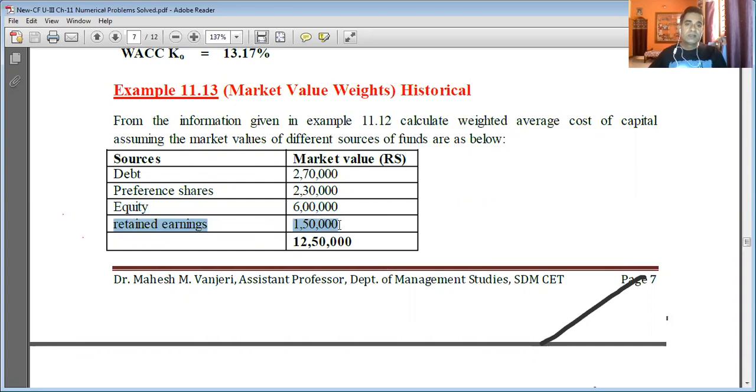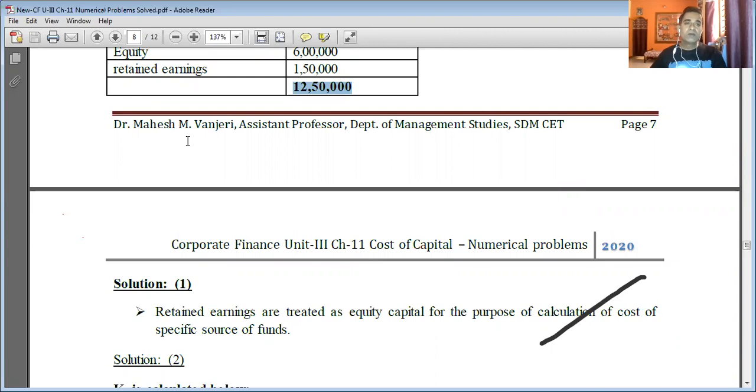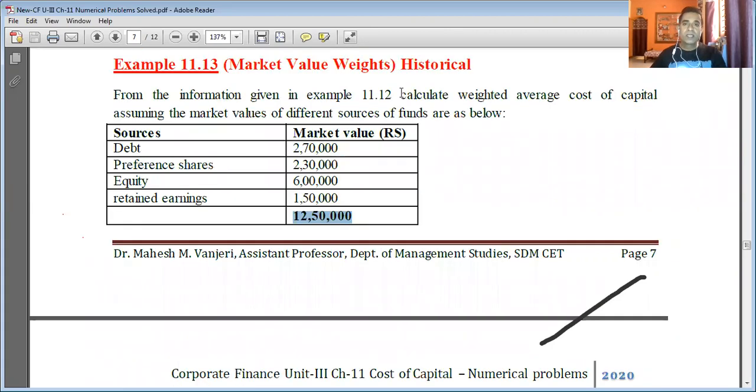Though retained earnings are not traded, in this example the data is provided. So you need not worry about the question that retained earnings are not traded on the stock exchange. Of course they are not traded, but it is just additional data given in the problem. So we are going to consider it only from that point of view. The total of the market value of the securities is 12,50,000 rupees.